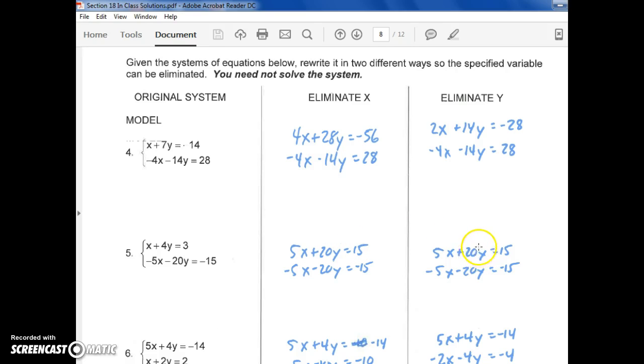Then on the side for y, if I want to get rid of y, I can multiply this top equation by 5. You'll notice I'm essentially doing the same thing for both of those, eliminating x or eliminating y. By multiplying by 5, kind of cancels everything out. All right.